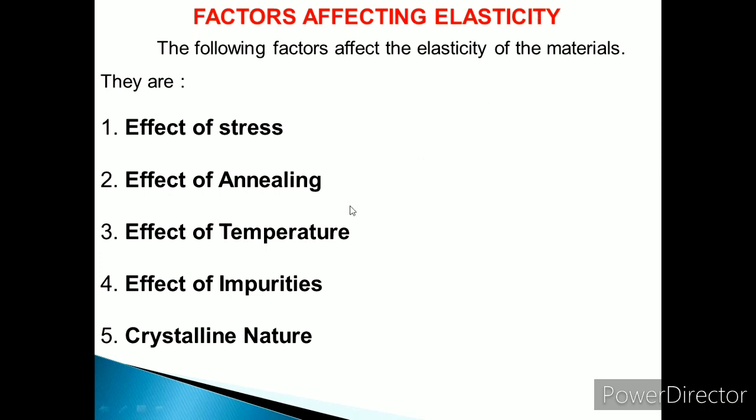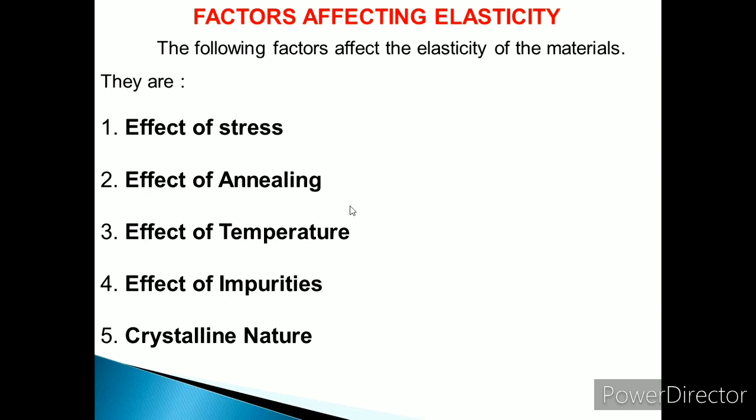The fourth one is the effect of impurities added. An impurity is a foreign element added to the main material. The addition of impurities produces variation in the elastic property of the material. That means the elasticity may increase or decrease depending upon which type of material is added to the original one.